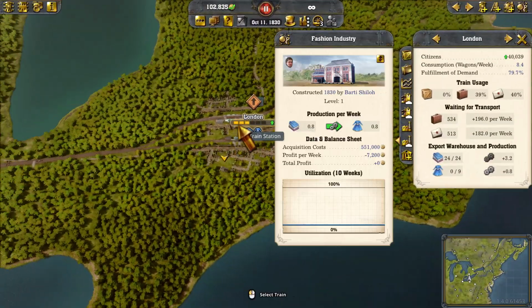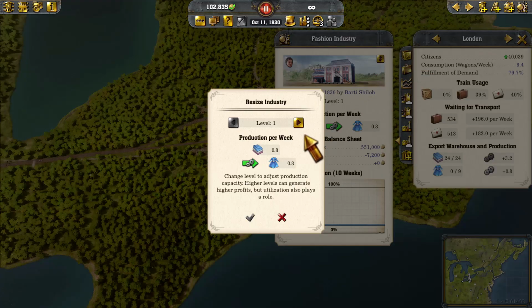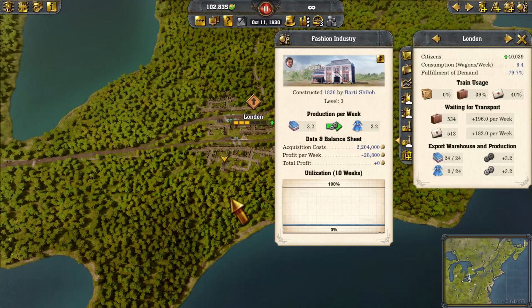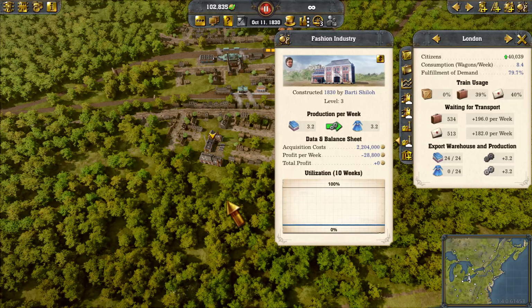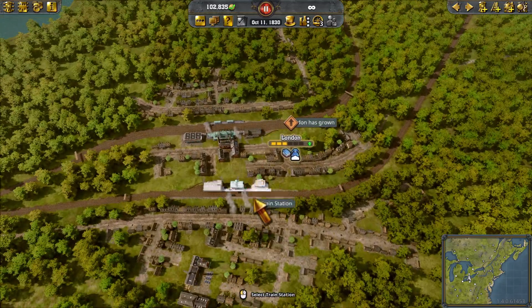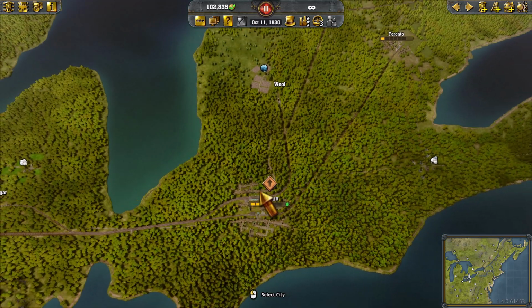Okay, we just hit 40,000 in London. So we're going to put the clothing in there as planned, and we're going to bump it up to produce 3 so that it can feed all 3 cities. And that's going to mean we're going to need more cloth. Now, we don't own the cloth, and that's good because the cloth manufacturer here will adjust.